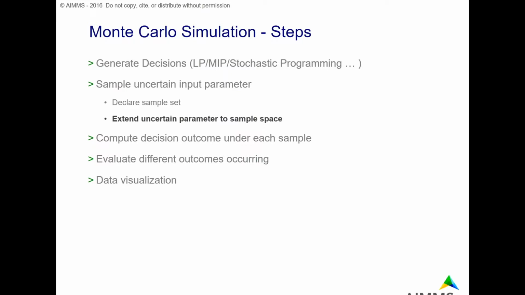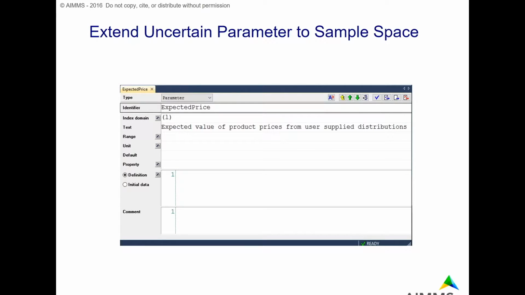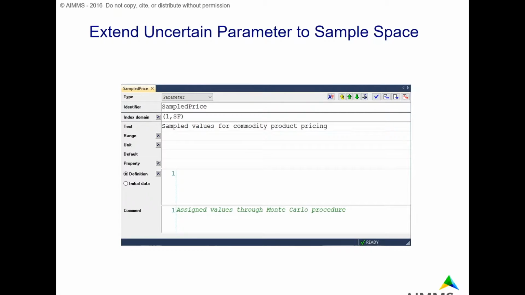And then we're going to extend the uncertain parameter to the sample space. One of the uncertain parameters we'll consider here is the expected commodity price. Originally we have the price over different locations L. It's just one value for each location. Now we want each location to have 1,000 sample prices. So we extend this parameter, and we call it a sample price for each location and for each sample SF.